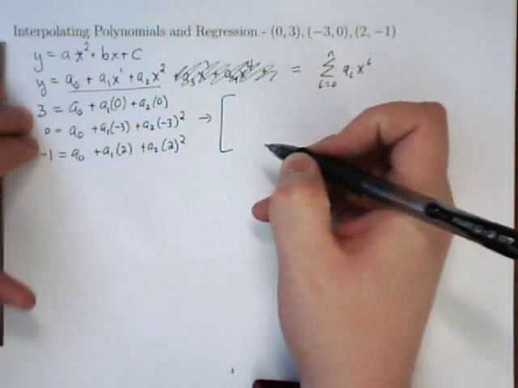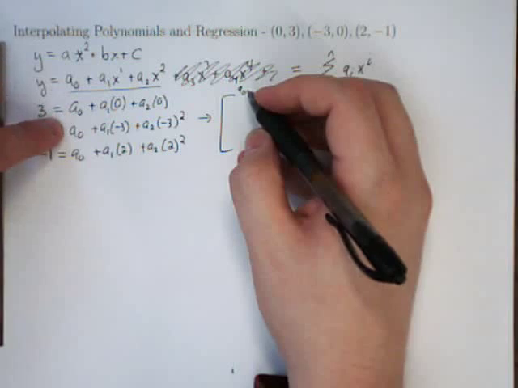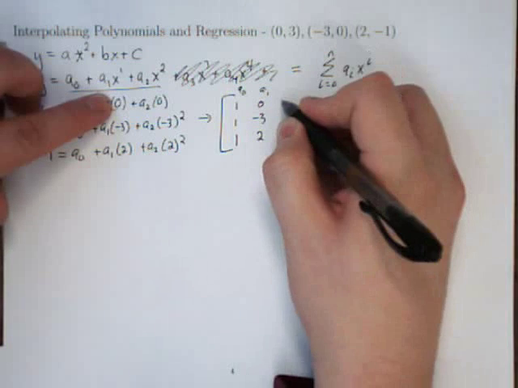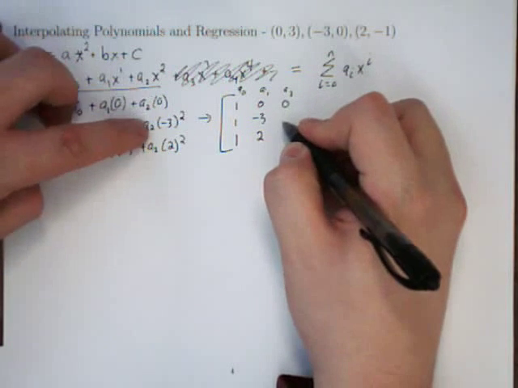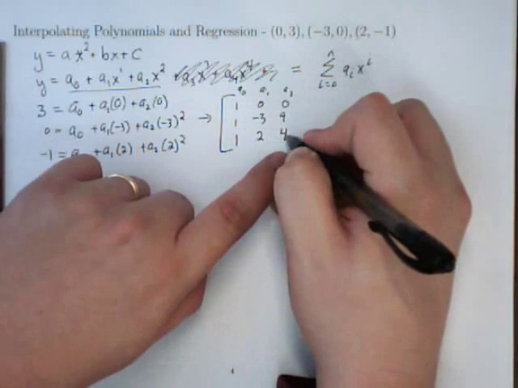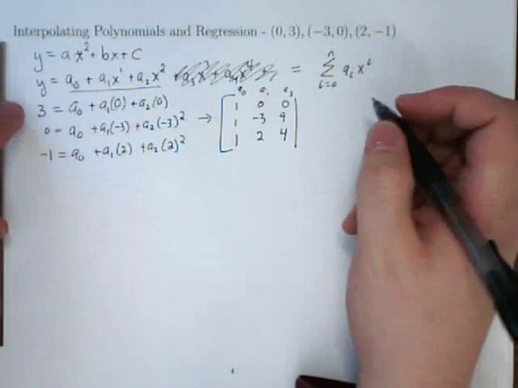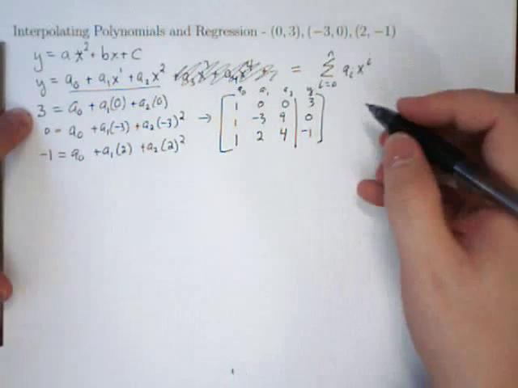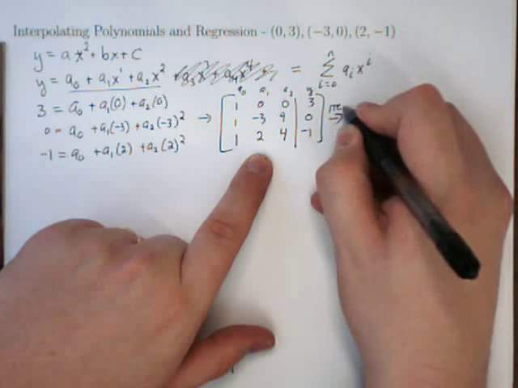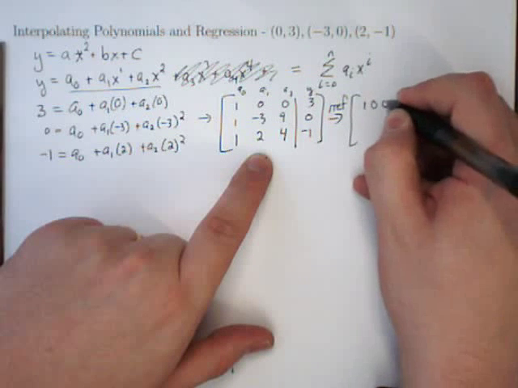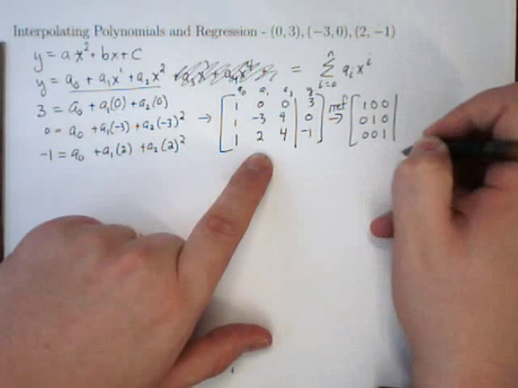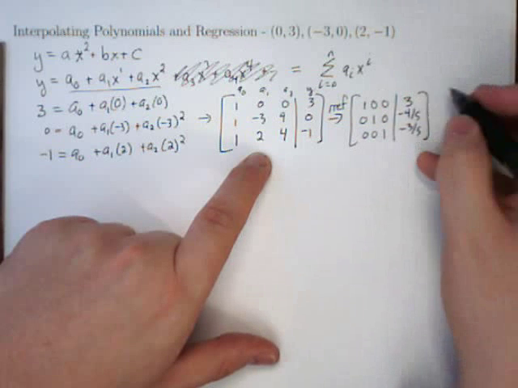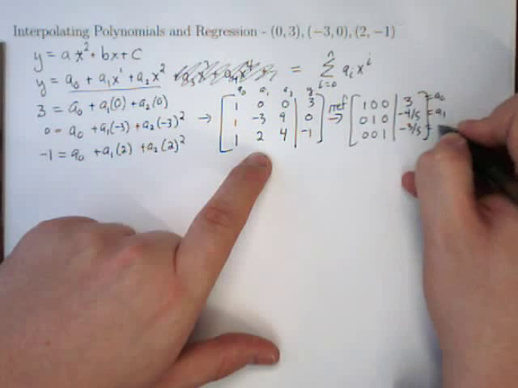We're going to put it in matrix form. So in the a naught column, I'm going to write a 1, 1, 1. Those are the numbers in front of a naught. In the a1 column, I'll write a 0, minus 3, 2. In the a2 column, I'm going to write a 0, 9, 4. Notice this column is just the square of the numbers in that column. And then I'll put the y values, the 3, 0, negative 1, in the final column. So here's our y's. Well, this system, if you reduce it, I will let you do the row reduction with your own calculator. I just want to show you the idea. Out pops the solution 3, negative 4/5, negative 3/5.